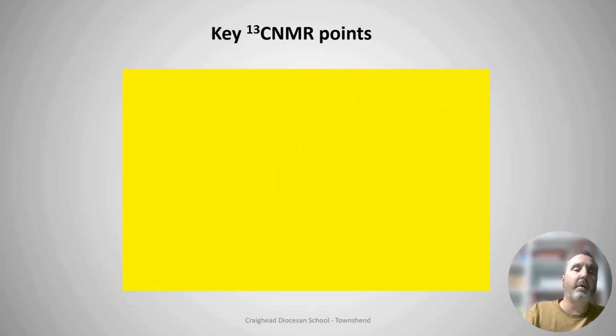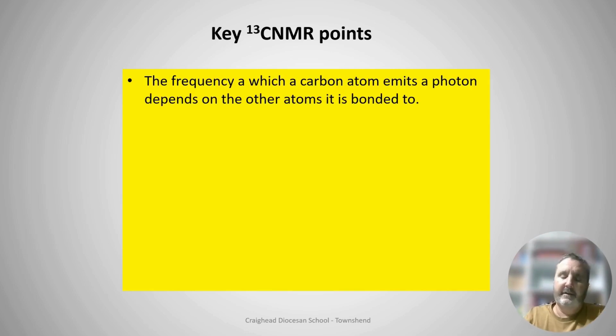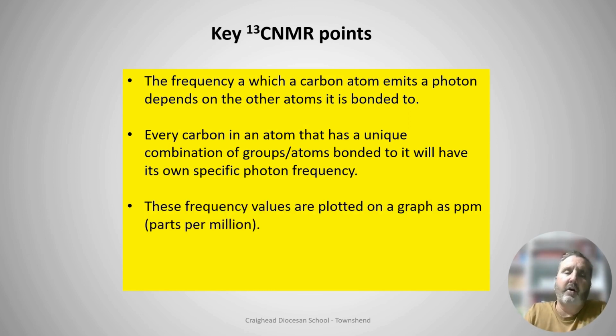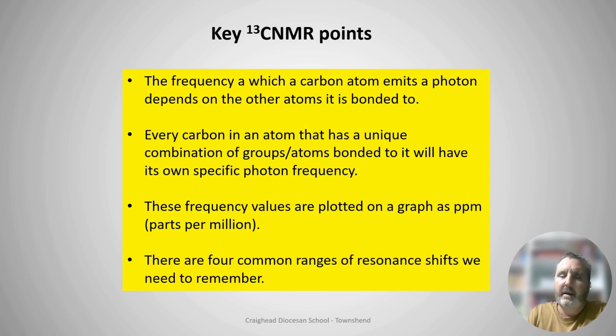So what are the key points of this carbon 13 NMR? Well, the frequency of the energy that's been emitted depends on the other atoms that the carbon is bonded to. That is its unique environment. So any carbon that has its own unique combination of atoms bonded to it will have its own specific frequency or its own ppm. They are plotted on a graph as ppm. There are the 4 common ranges that we need to remember or be comfortable using if we're given a table of these to pull apart graphs.